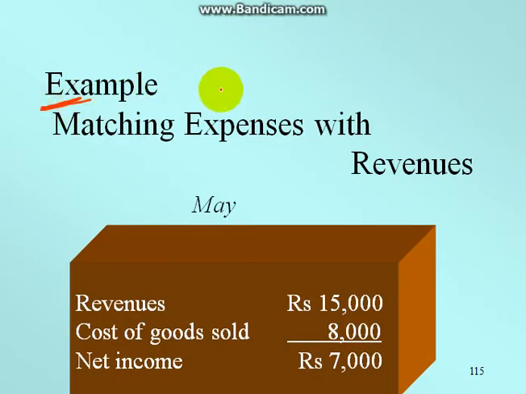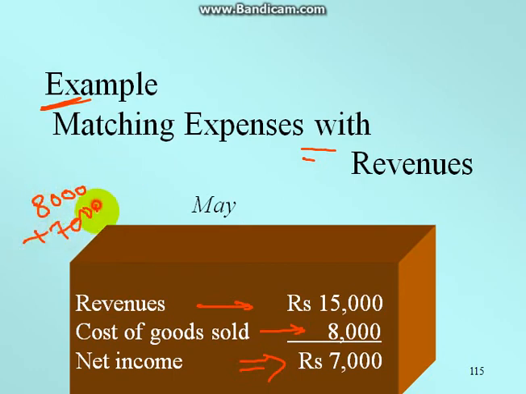For example, we'll see matching expenses with the revenues. For example, if the revenue is rupees 15,000 and the cost of goods sold is 8,000, so the net income is 7,000. The goods were of 8,000 and we made a profit of 7,000, and we got a value of 15,000 from the customer. So this 7,000 is the net income.